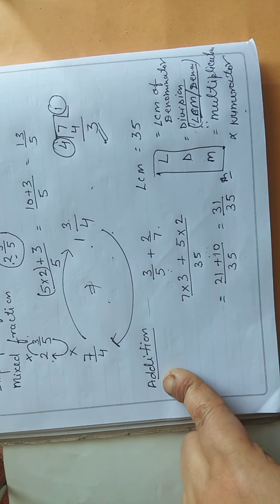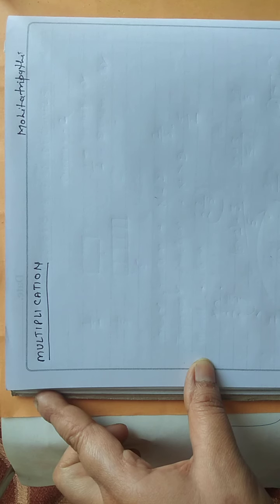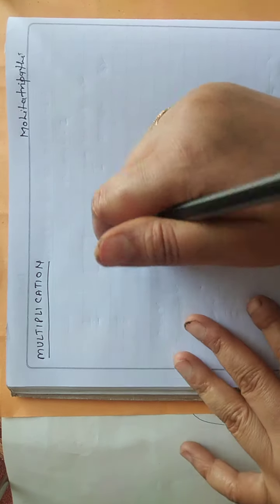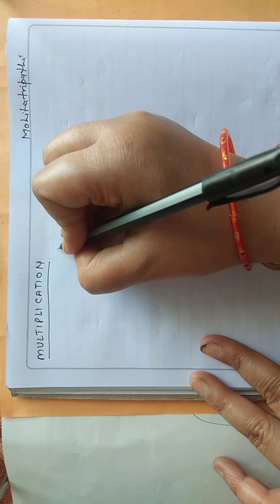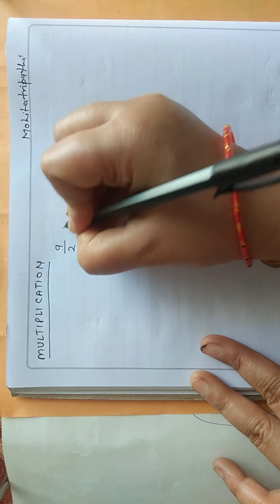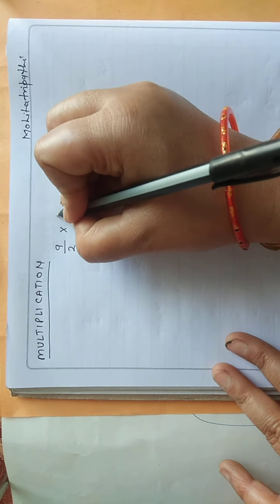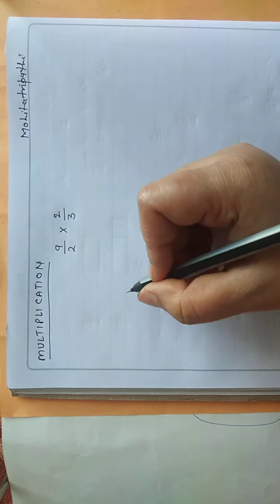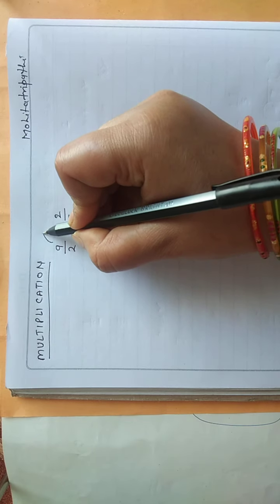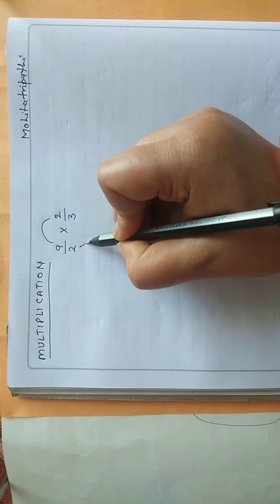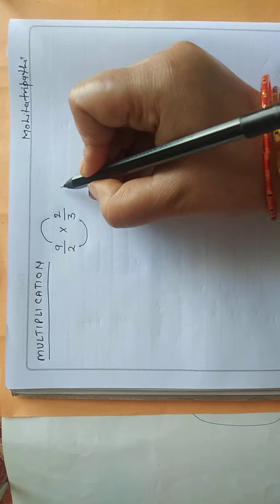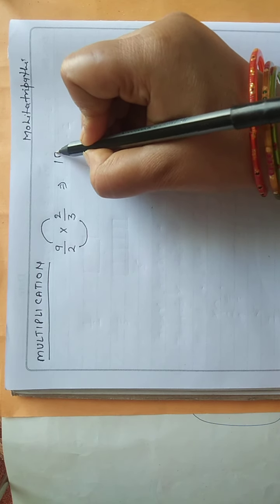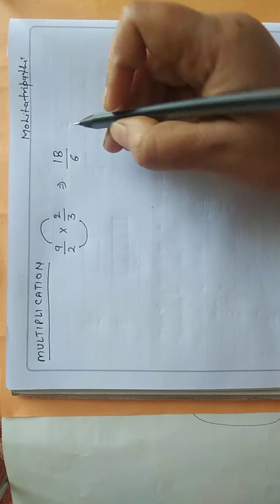Now we will discuss multiplication and division. For multiplication, just see what you will do. For example, we have 2 fractions: 9 upon 2, and you have to multiply it by 2 upon 3. For multiplication, you just multiply numerator by numerator and denominator by denominator. So what are we getting? 9 twos are 18, 2 threes are 6.